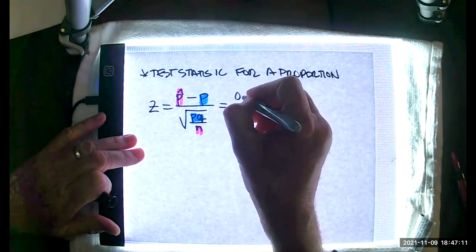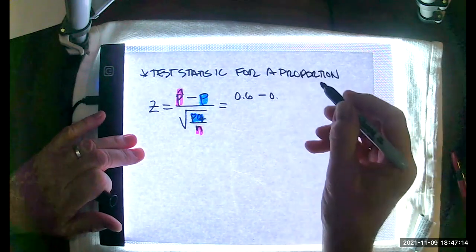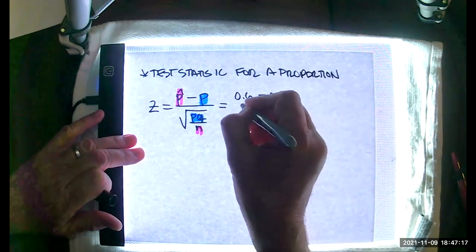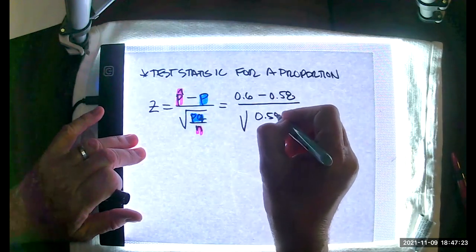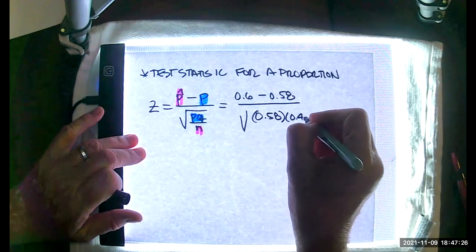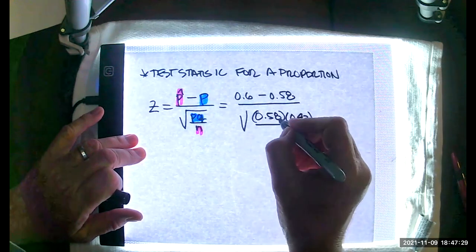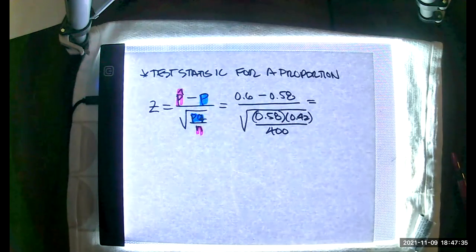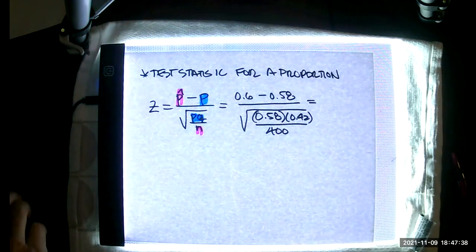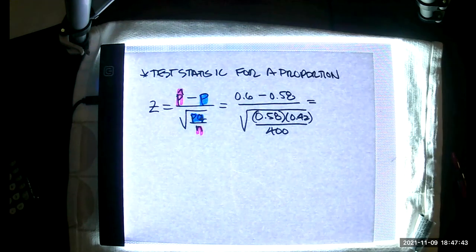So now I can plug in the detail here. Downstairs in the root, we got that 0.58 times 0.42, all divided by the n of 400. I usually take 3 decimal places here. Let me jump over to my calculator and we'll run through this calculation. While it looks intimidating, it's actually very easy to take care of on your calculator without too much issue.